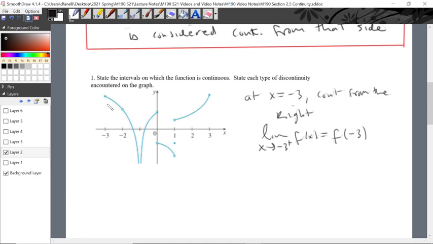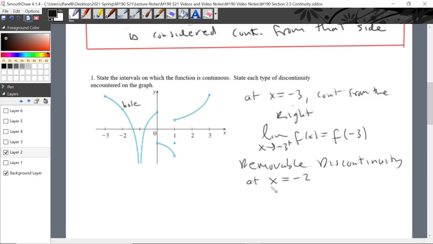Now, we have nice continuity in general from the left and from the right for any point we choose in this interval here. But then when we get to this hole right here, that's a removable discontinuity. So we'll name that a removable discontinuity at x is equal to -2.